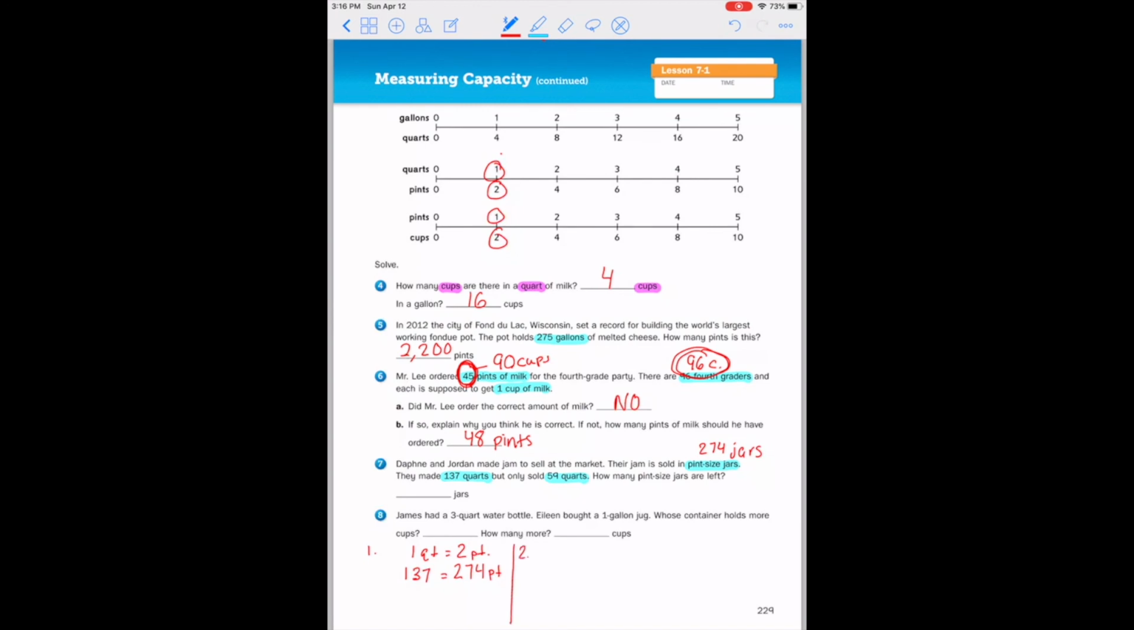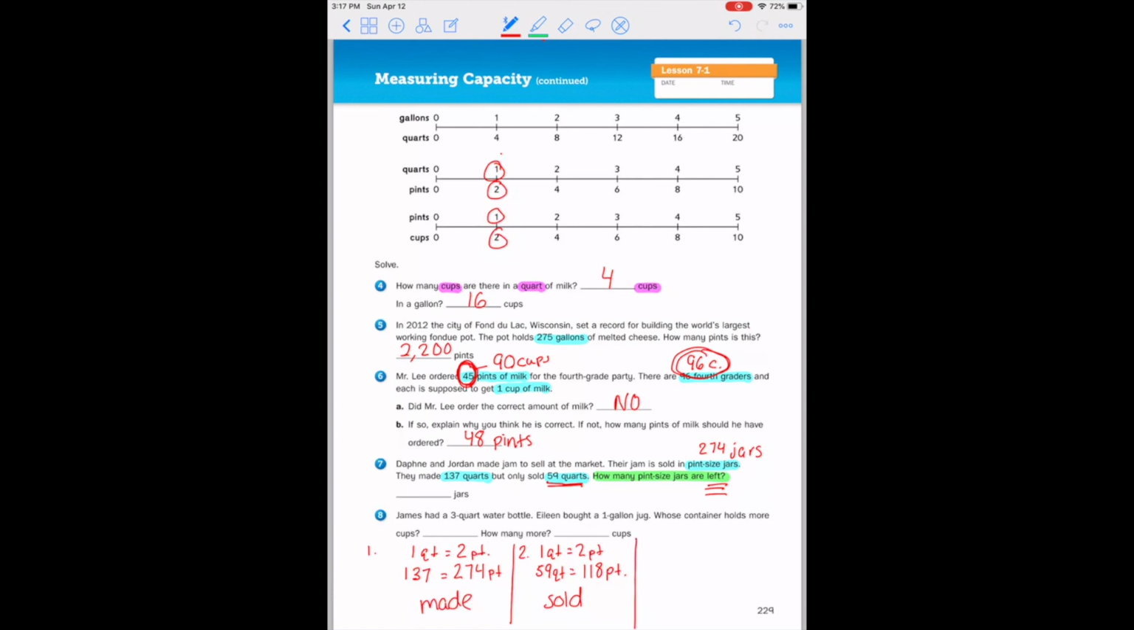The second step is to figure out how many jars are in 59 quarts. Well, I know if 1 quart is 2 pints, for 59 quarts you just do 59 times 2, which would give me 118 pints. So that's how many pints they sold. Okay, so this is how much they made. This is how much they sold. Now, they're not asking you how much they sold. They're asking you how many pint-sized jars are left.